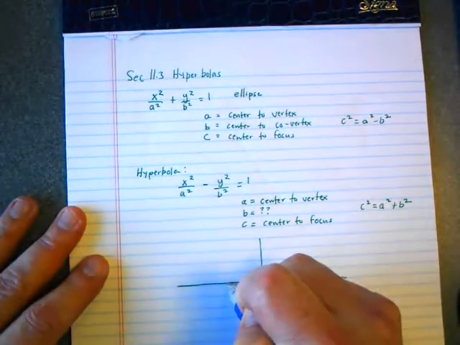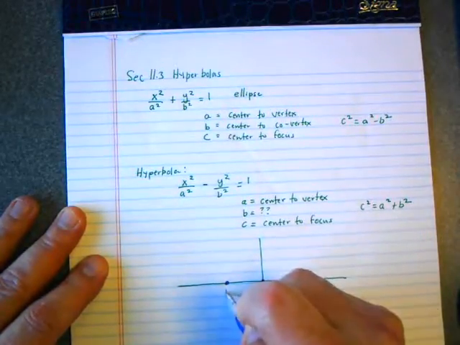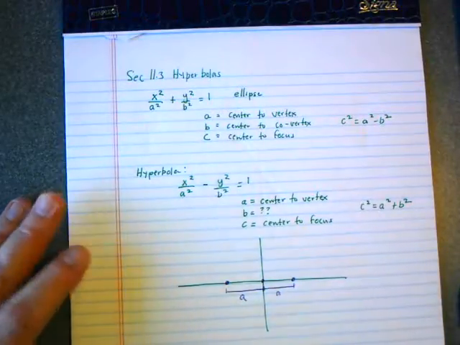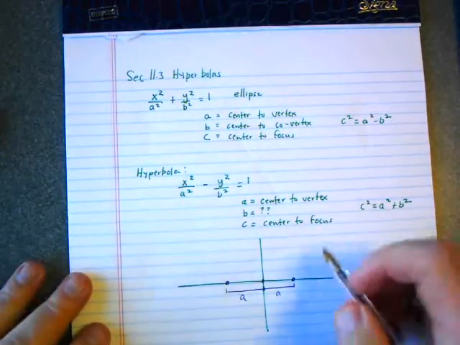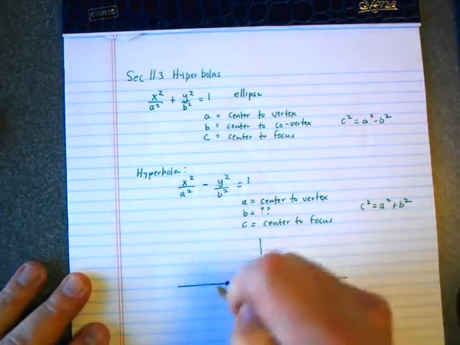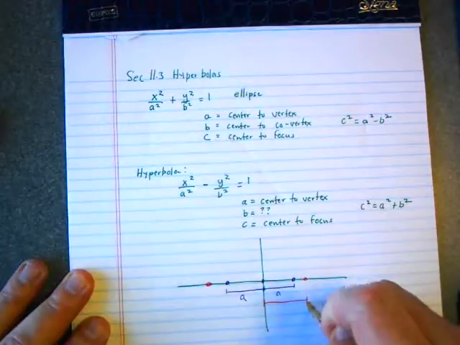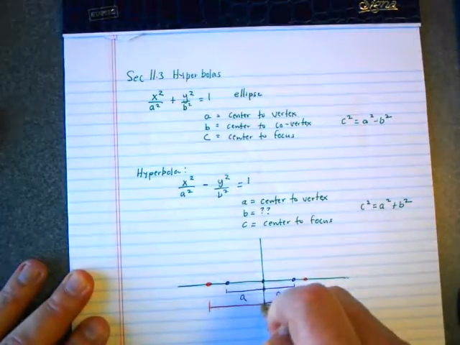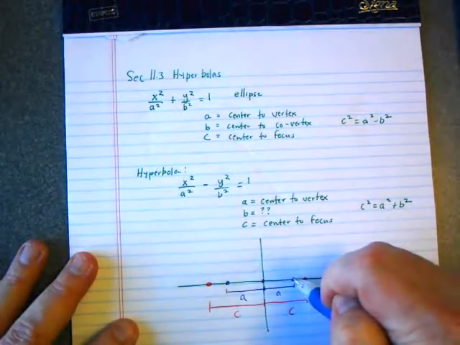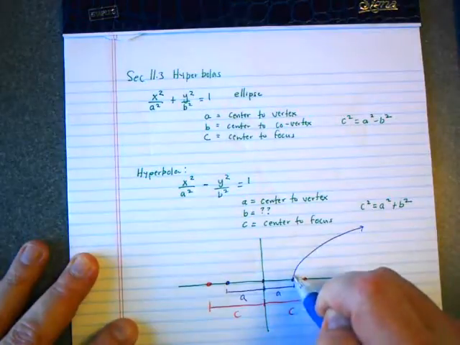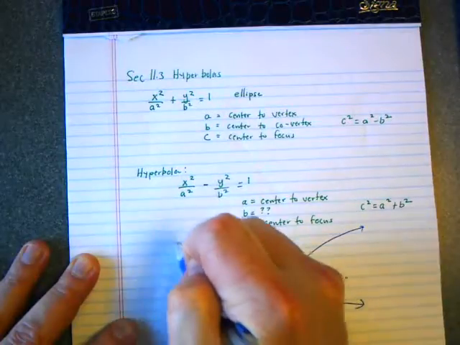All right, so our vertices are going to be here and here, 2 vertices. So again, this distance will be A. And then our focus is out here a little bit further. So for a hyperbola, the focus is bigger than the length of the major axis. So this distance will be C. And then our hyperbola is going to look something like this. You get two things that look kind of like parabolas, although they're not really parabolas, they just kind of look that way.